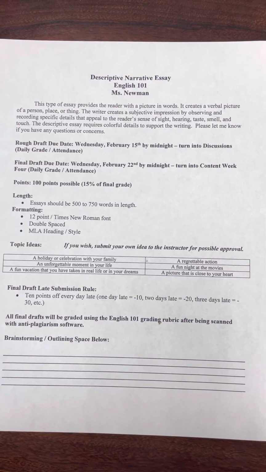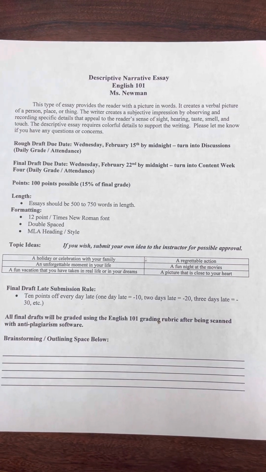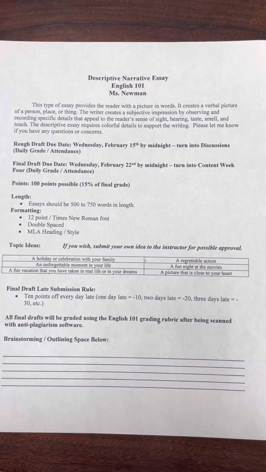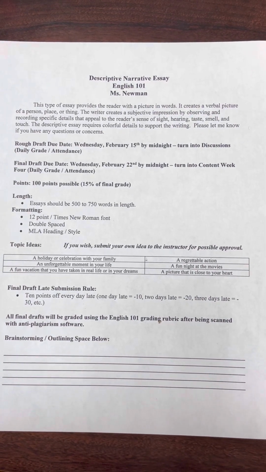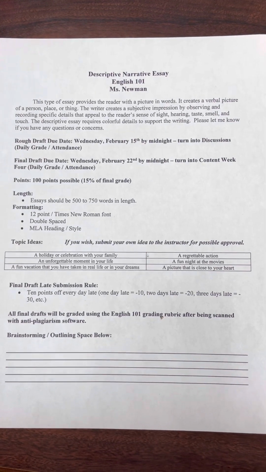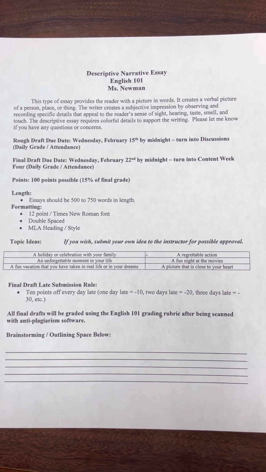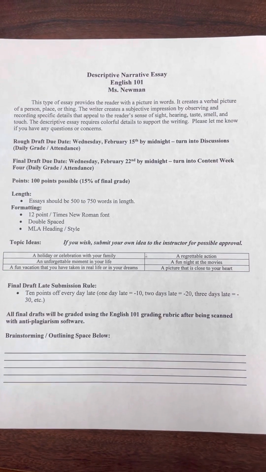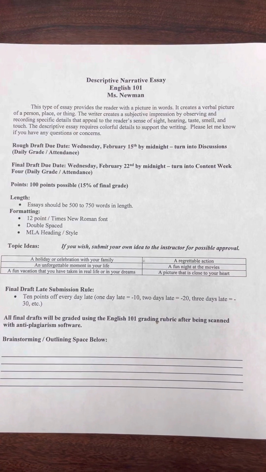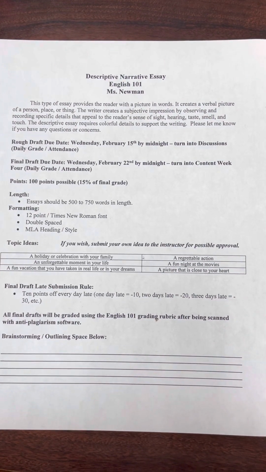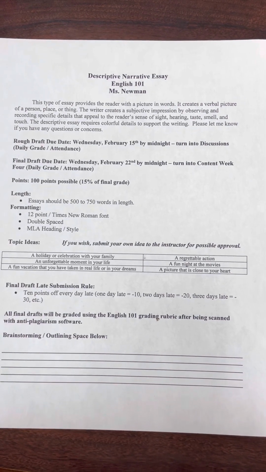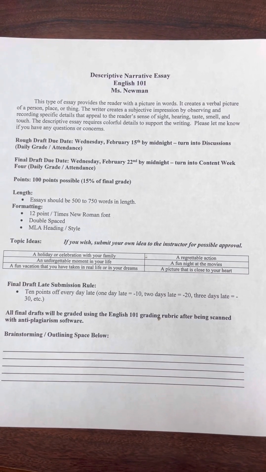The final draft late submission rule is 10 points off every day late. So just make sure you turn in that final draft on Wednesday, February 22nd, and you won't have to worry about getting any points deducted for turning it in late. All final drafts are going to be graded using the English 101 grading rubric that's on the Getting Started page of Blackboard. It's at the bottom of the Getting Started page when you click into Blackboard, but you've got a copy of the rubric already. So if you have any questions about that, please let me know. But it literally lists every aspect that I'm going to grade you guys on for every essay.